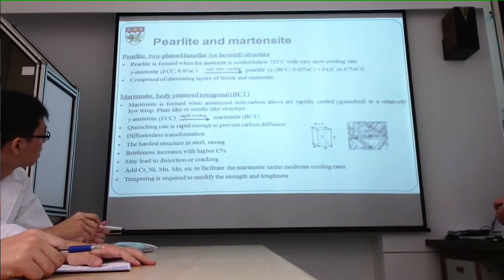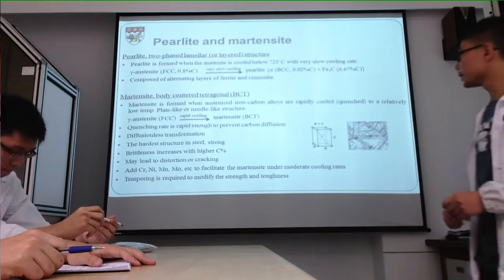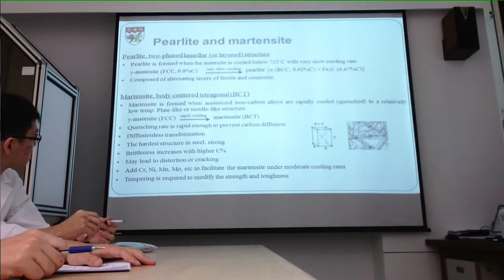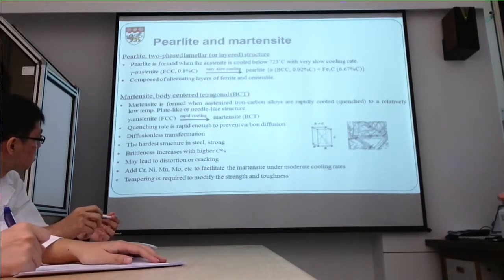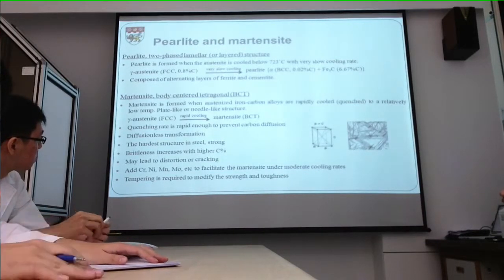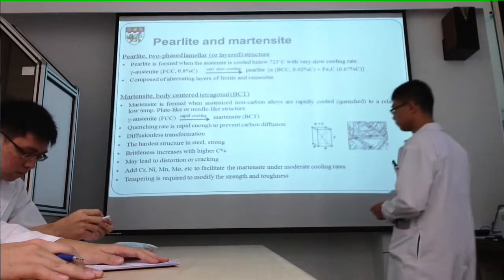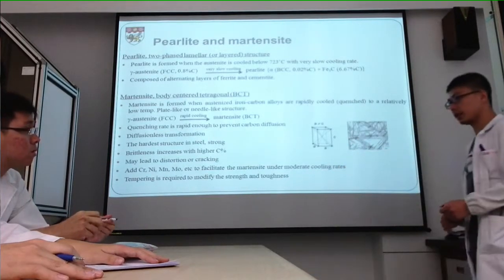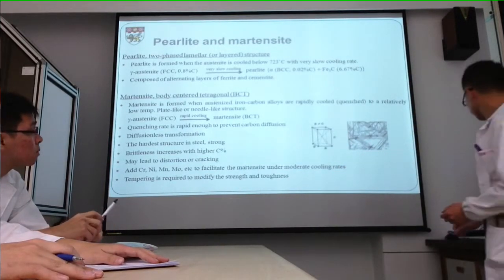This phase is brittle, and the brittleness increases with higher carbon content, and it may lead to distortion or cracking. Adding some additional elements can facilitate the martensite formation at moderate cooling rates. Importantly, tempering is required to modify the strength and toughness of the martensite.